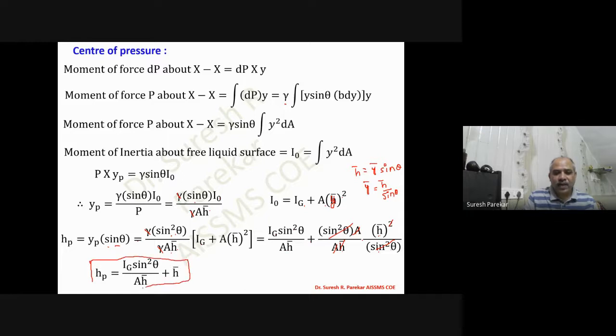So likewise we have to find the center of pressure and pressure values for different bodies. So today we will stop here only. The remaining we will see in the next lecture.